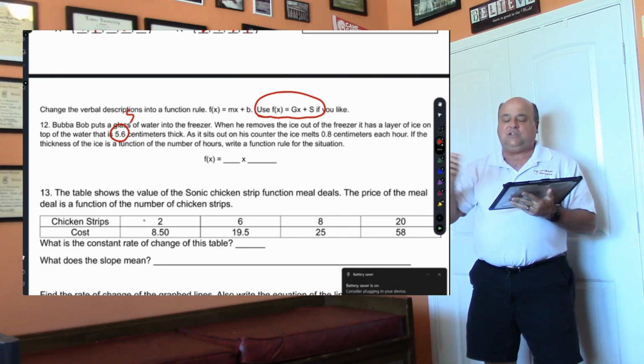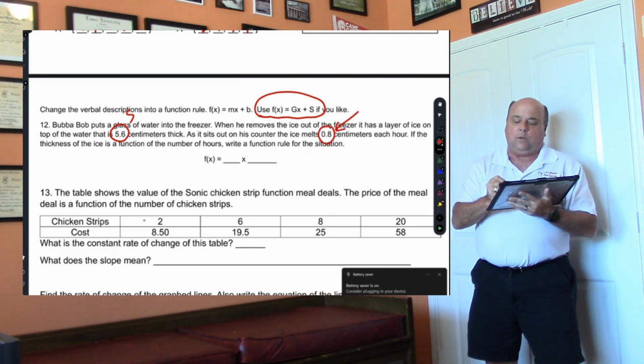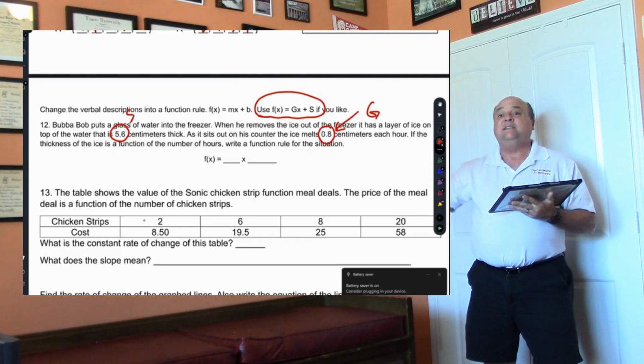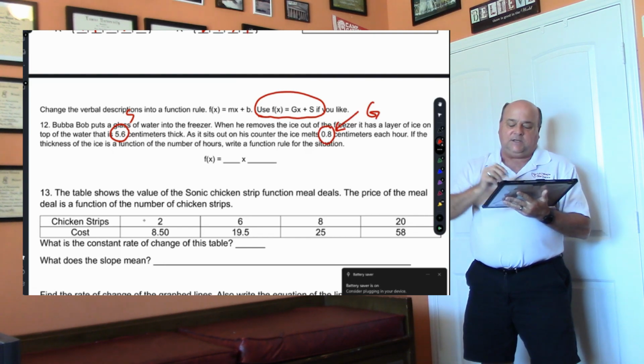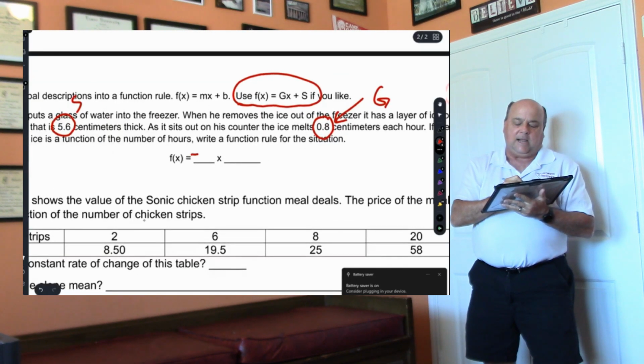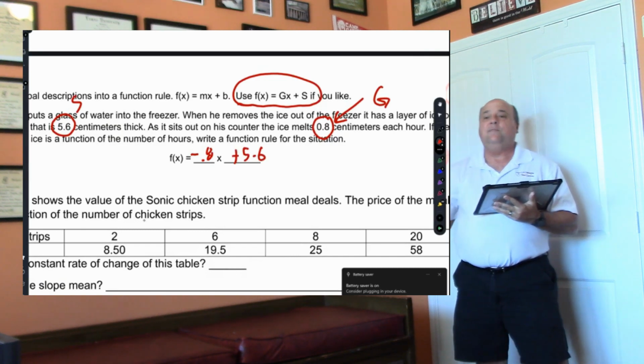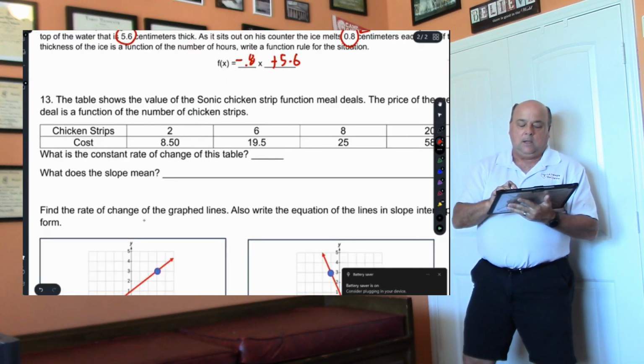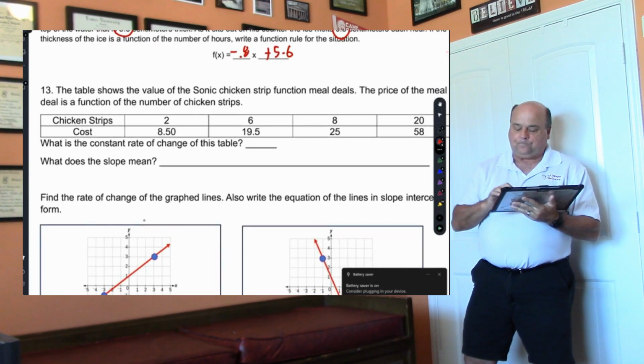And then the ice starts to melt. This right here would be the growing amount. Since it's melting, it's decreasing. So our function would be -0.8x plus 5.6. That would be the function rule. Let's go to the next one.